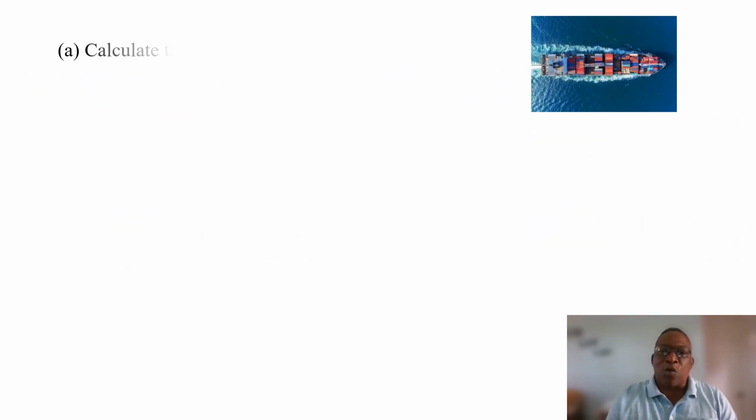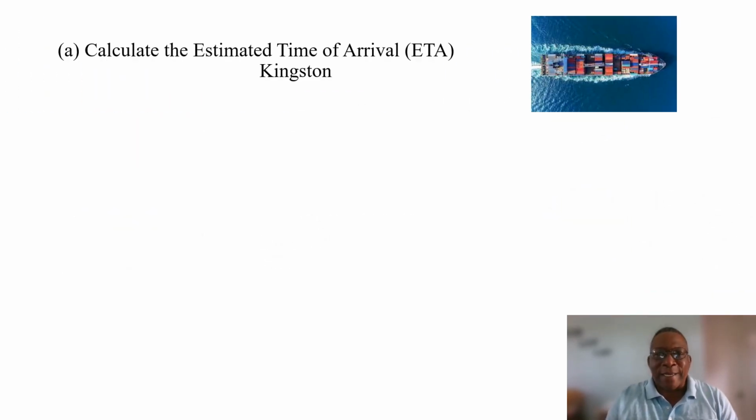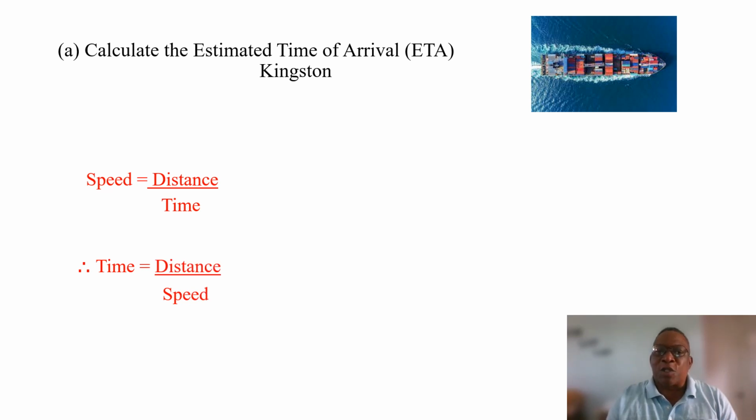So now let us look at calculating the estimated time of arrival. In doing so, we know that speed is equal to distance over time. Therefore, time is equal to distance divided by speed. In essence, we are calculating the transit time between both ports.